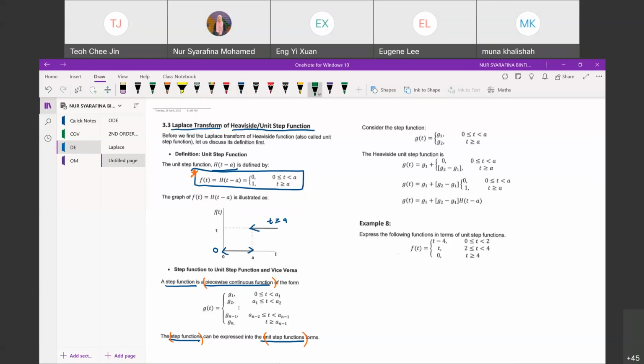So now let's learn how to convert to a unit step function first before we proceed with transformation. Here we consider the step function. Consider this is your step function, right? In order to convert this step function to a unit step function, you have to make sure that this equals 0 and 1, where you can just factorize the function.